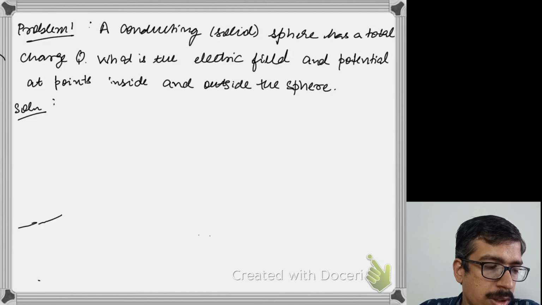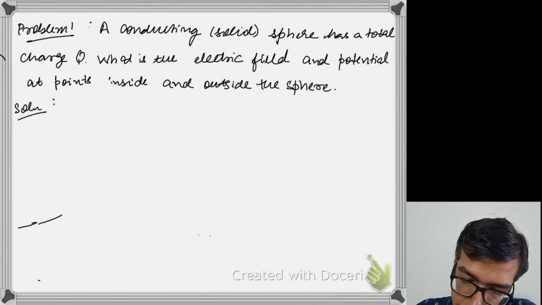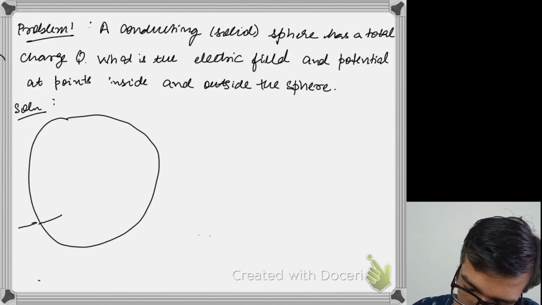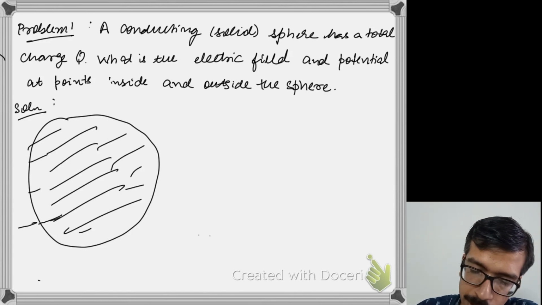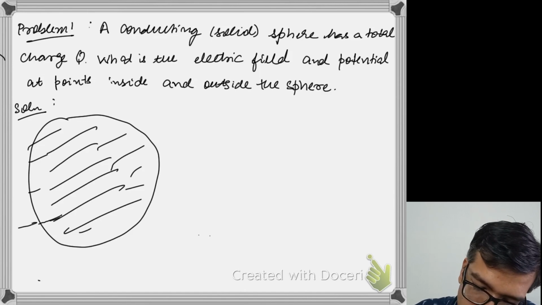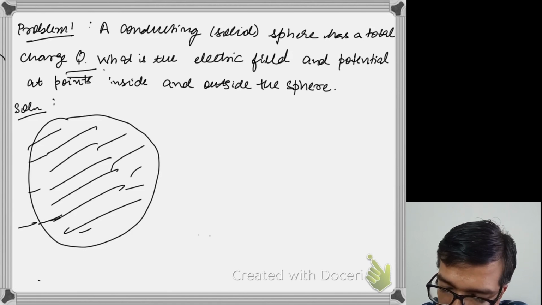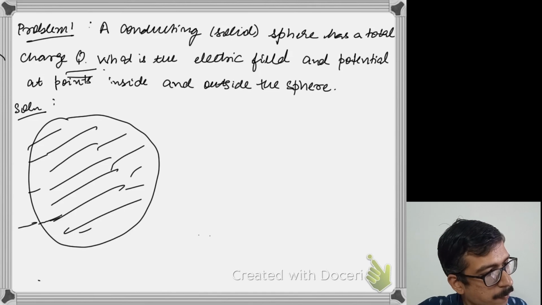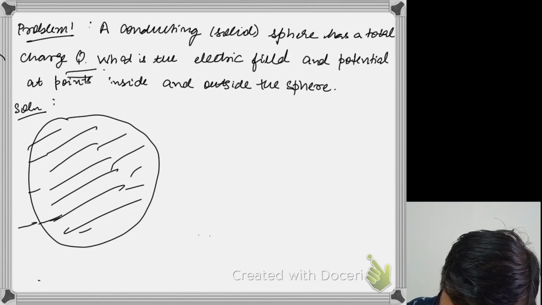First of all, since the charge Q cannot reside in the conducting medium, the entire charge must flow to the surface. So let's first draw this figure. This is a conducting solid sphere. This is not a hollow sphere, this is a solid sphere, and we are given that the total charge on this sphere is Q. We are asked to find the electric field and potential at points inside and outside the sphere. So the first thing is that all the charge must lie on the surface.